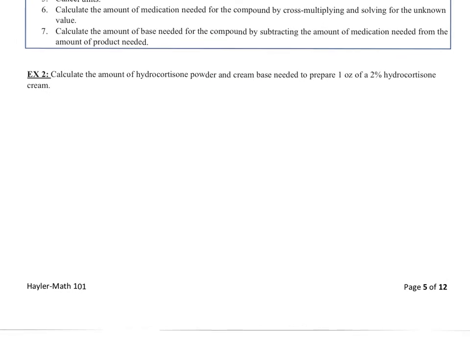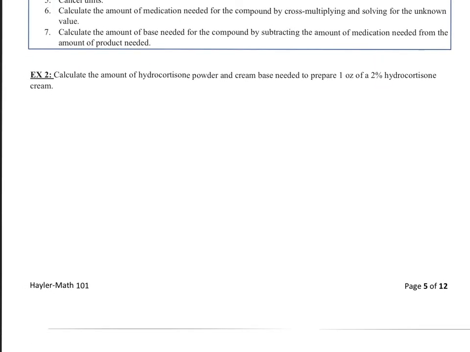So example 2. Calculate the amount of hydrocortisone powder and cream base needed to prepare 1 ounce of a 2% hydrocortisone cream. So what does the first step state? Well, we're going to go ahead and apply rule 19.4 to create the first fraction. We have 2% hydrocortisone, which we know we're going to write as 2 grams hydrocortisone powder all over 100 grams.